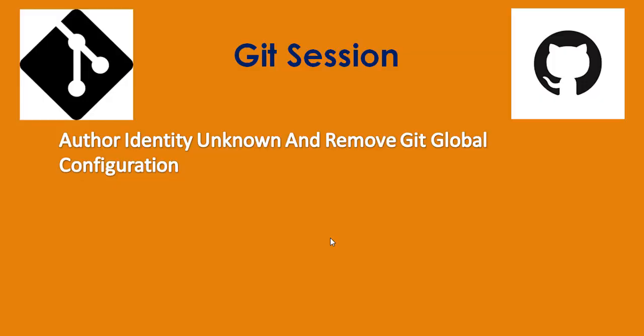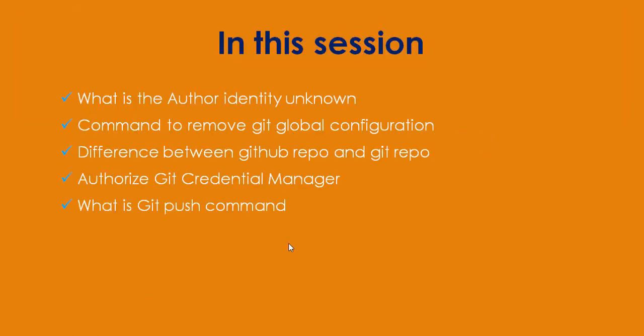In this video, I'll describe what is author identity unknown and how to remove Git global configuration. I'll describe a few points here: what the author identity unknown error is, commands to remove Git global configuration, the difference between a GitHub repo and a Git repo, how to authorize a Git credential manager, and what the git push command is. Before going through this video, please visit part 9 of my GitHub tutorial. I have already mentioned the link in my description section.